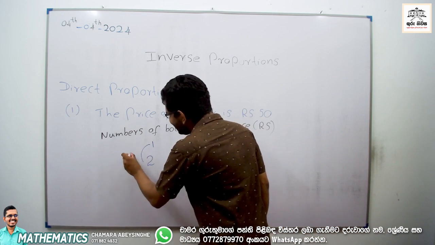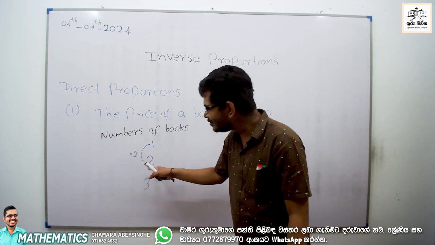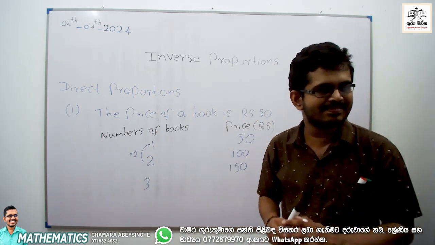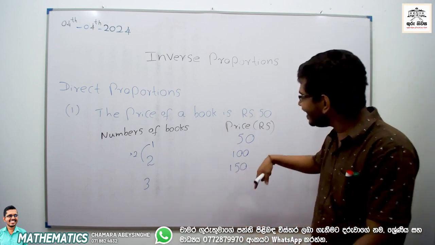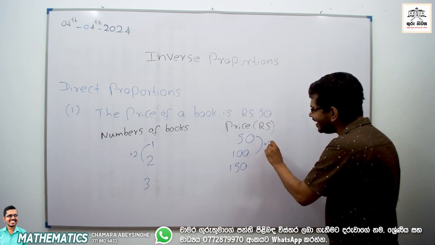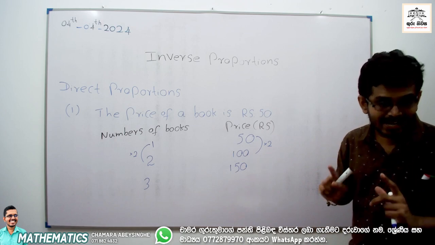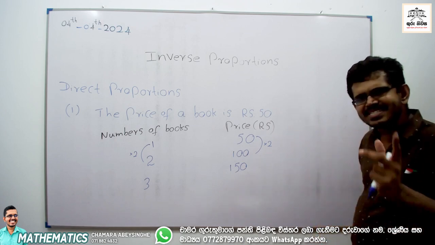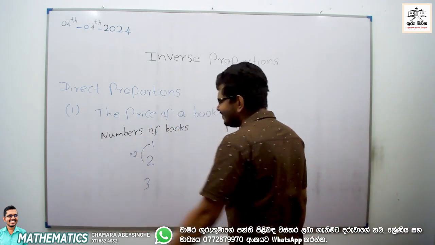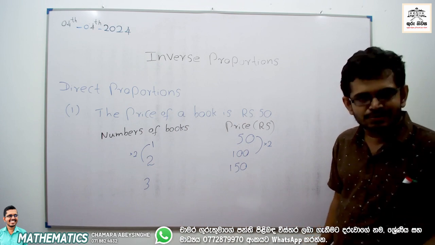1 multiplied by 2. 2 is created. Look at the other side, 50 multiplied by 2. 50 times 2, 100 is created. We can see some pattern. This side multiplied by 2 and created 2.